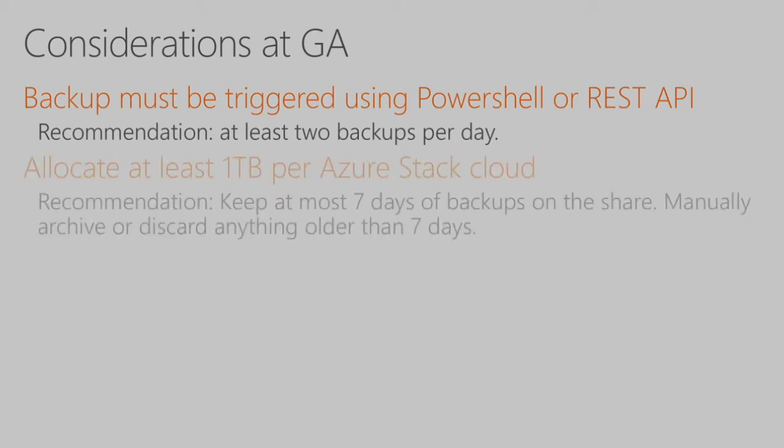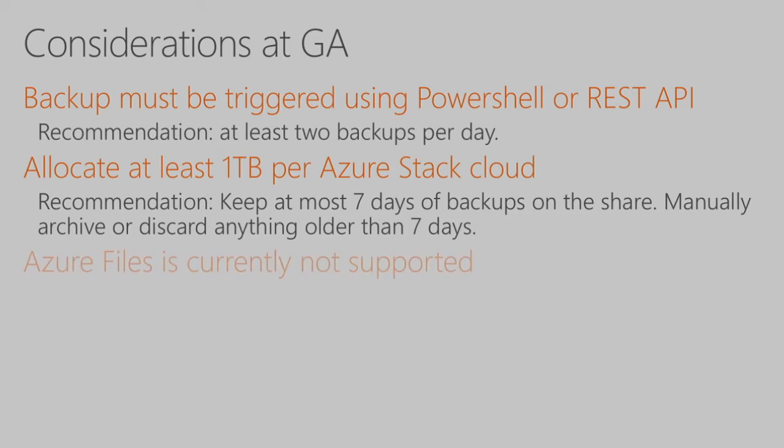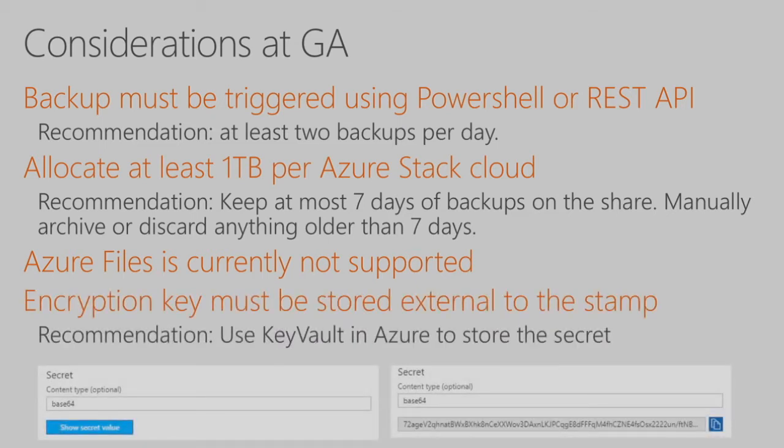So manually trigger through PowerShell REST, 1 terabyte of the capacity. At this point in time, we don't support Azure Files. We plan to support it, just something that we haven't had a chance to test. And our recommendation here is that encryption key, since it's generated separate from Azure Stack, that you need to store it somewhere that you can retrieve it later on outside of the stamp. You can use Azure Key Vault for that, store it as a custom secret, and retrieve it at any time.